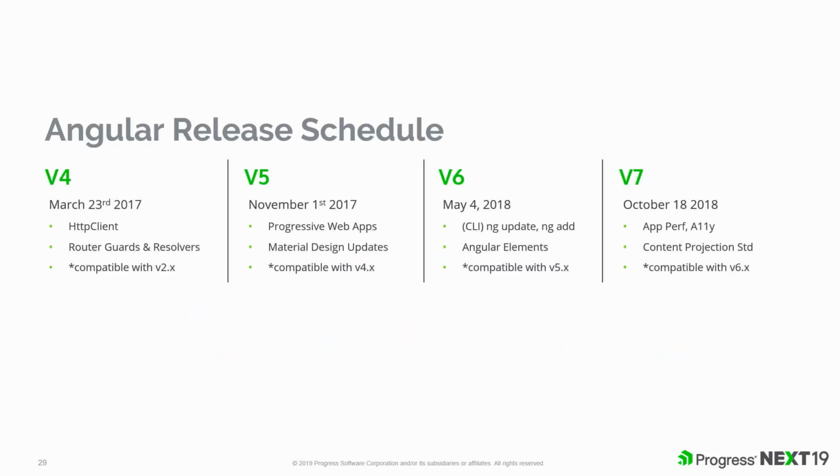This is the Angular release schedule from version 4 through version 7. And you can see some of the main things that have come out with each of the versions. And notice at the bottom here, the compatibility going backwards. We've already been over this, but I just want to show the slide one more time.